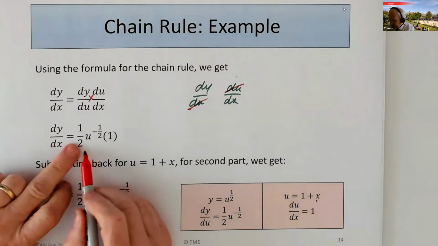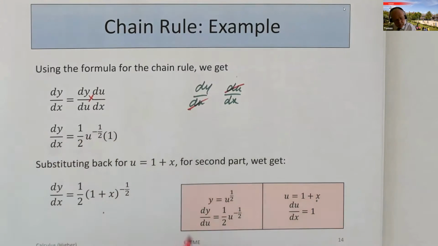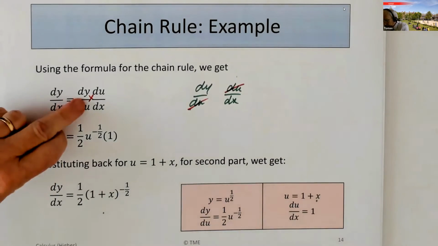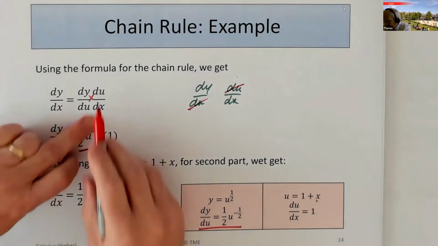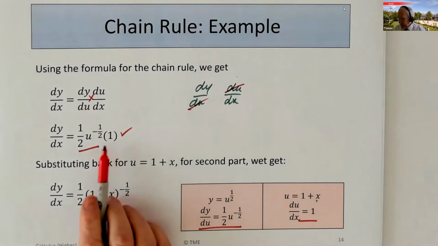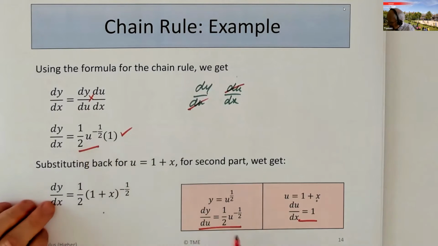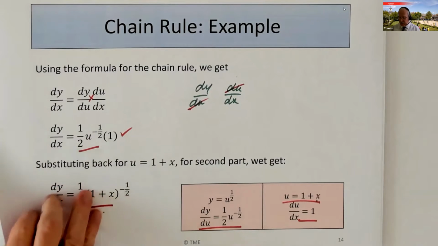So dy/dx is a half u to the minus a half times 1. The 1 was actually the, well, we have it here. dy/du, I come down here, is a half u to the minus a half. du/dx is 1. But I have to finish it because I can't leave u there. So u is 1 plus x. So dy/dx is a half (1 plus x) to the minus a half. And then that's that question.